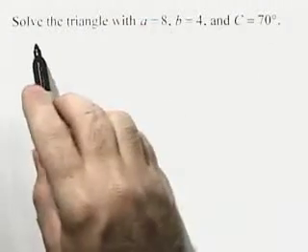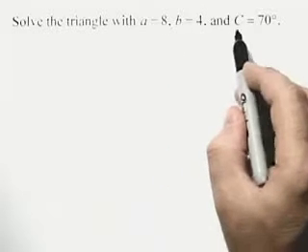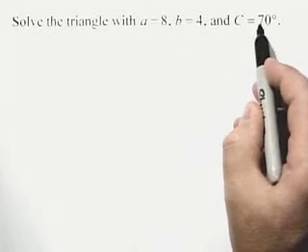In this problem, we're going to solve a triangle given the lengths of two sides of the triangle and the measure of the angle between them. We want to solve the triangle with a equal to 8 units, b equal to 4 units, and the measure of angle C is 70 degrees.